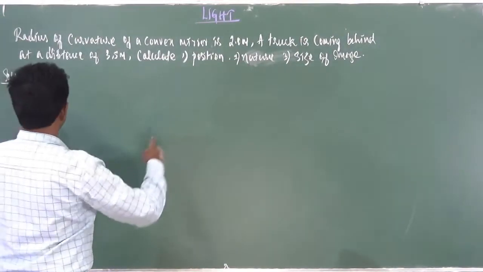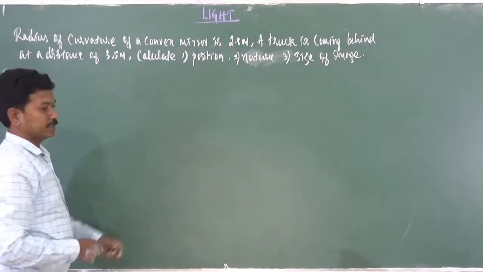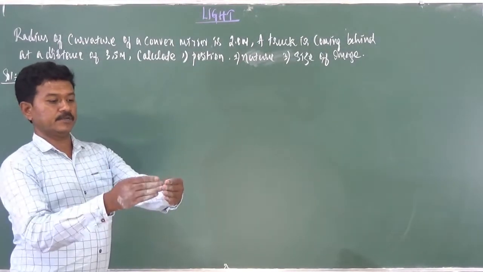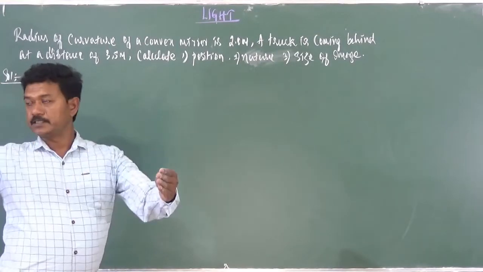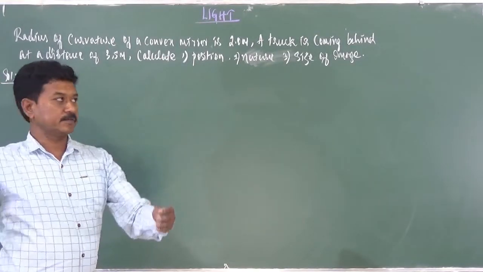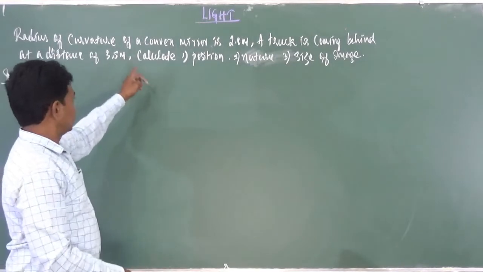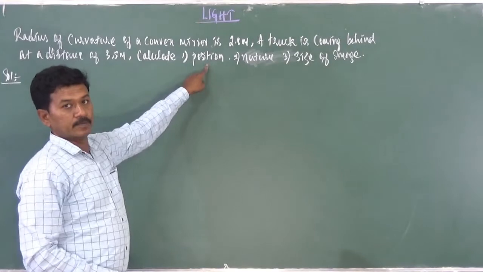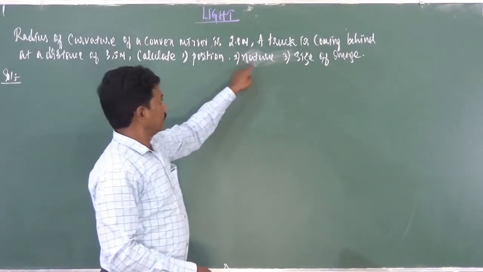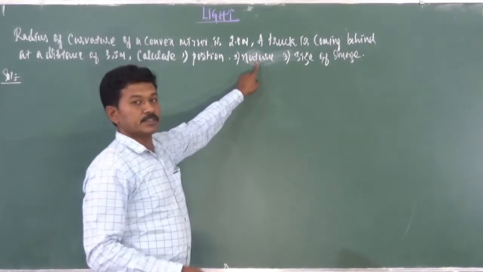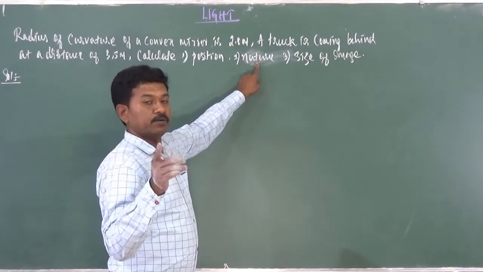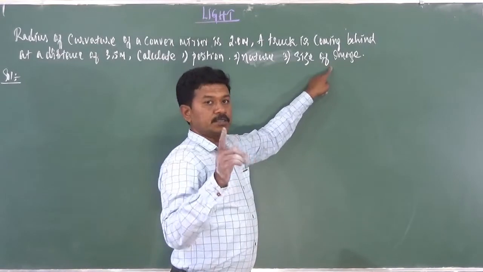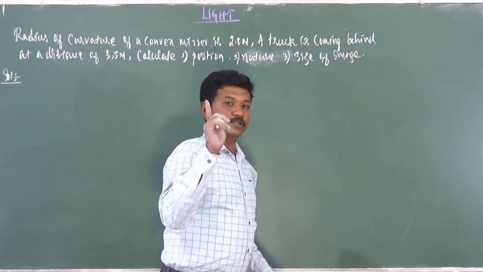A truck is coming behind at a distance of 3.5 meters. Just imagine a vehicle. It has a rear view mirror. From the rear view mirror, a truck is coming behind the automobile at a distance of 3.5 meters. So using this, calculate the position. By using the mirror formula, I have to find out the position. You have to tell the nature of the image. The nature of the image is determined by the value of V we get, and the size of the image is determined by using the magnification formula.